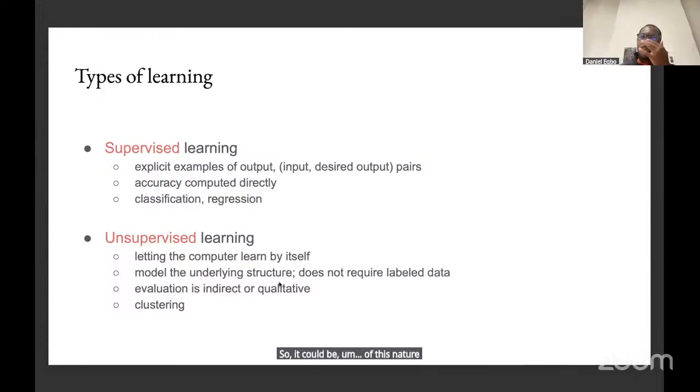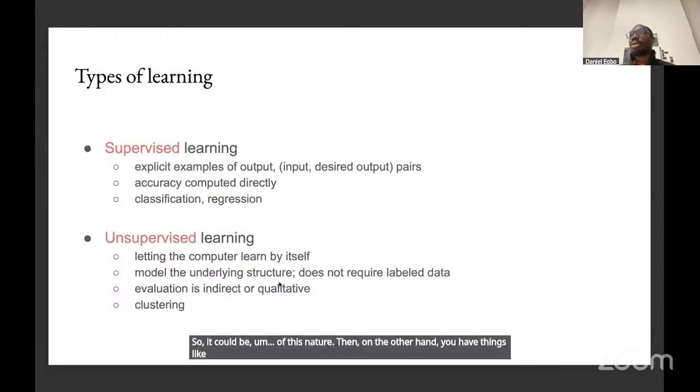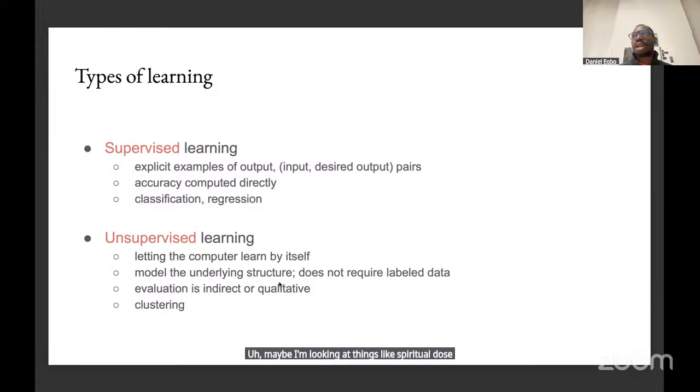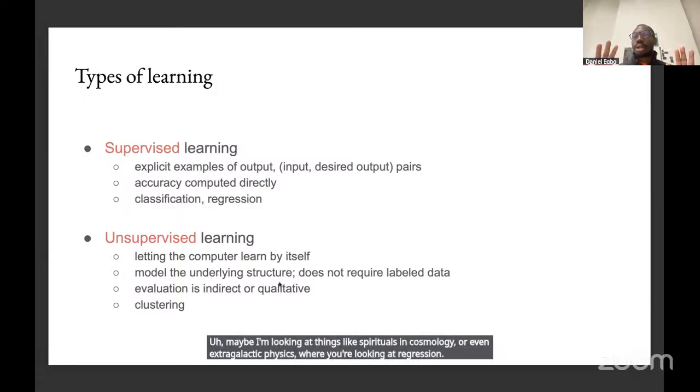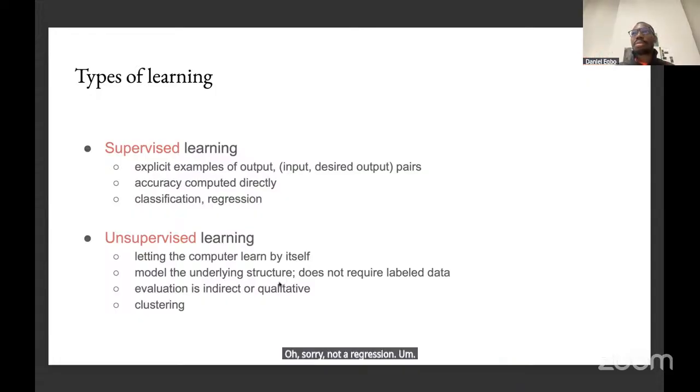Then on the other hand, you have regression, where I'm looking at a property of an object, especially in cosmology or extragalactic physics. Oh, sorry, not regression: redshift, like how far away is this object? So these things are numerical values.